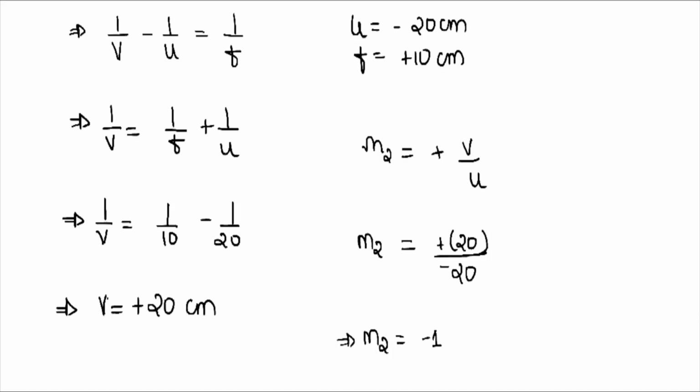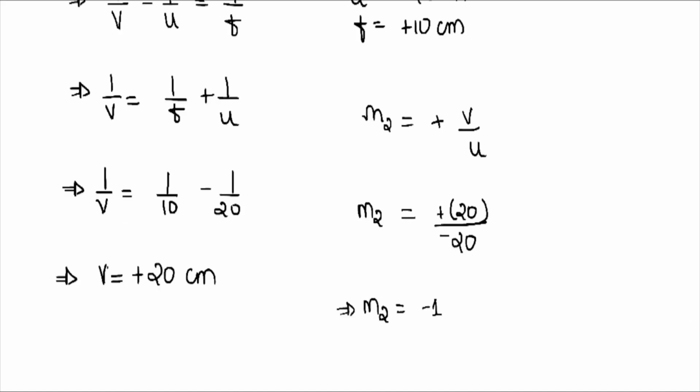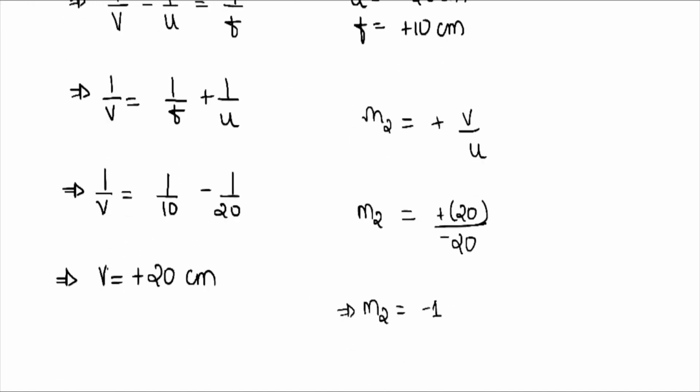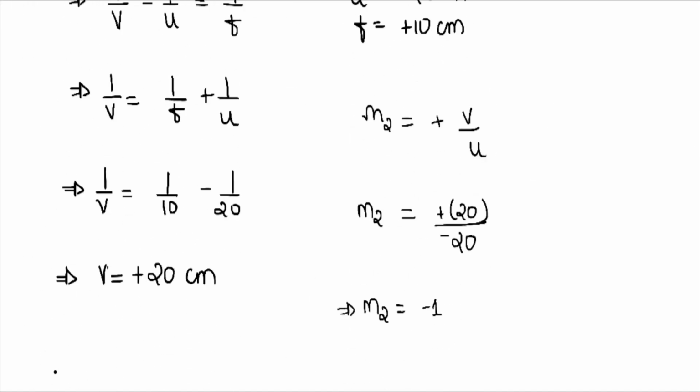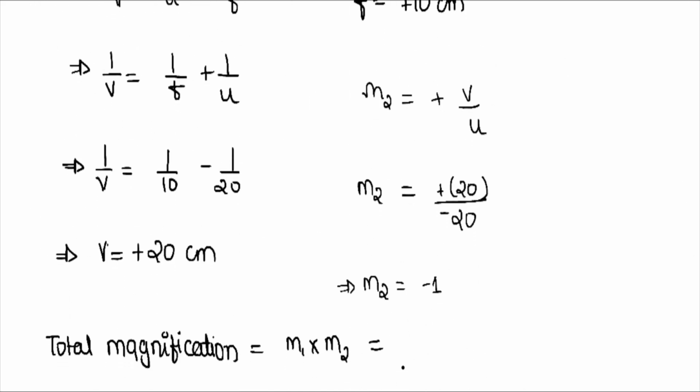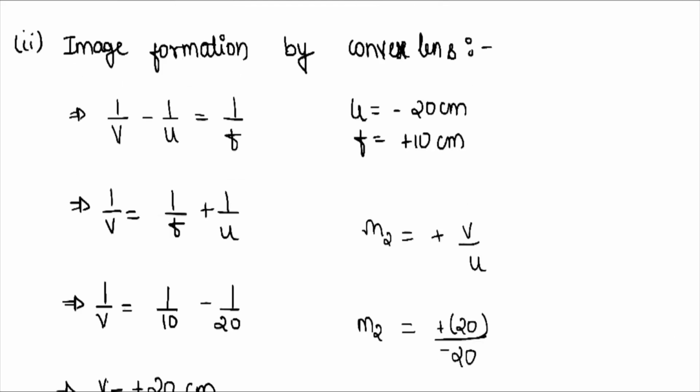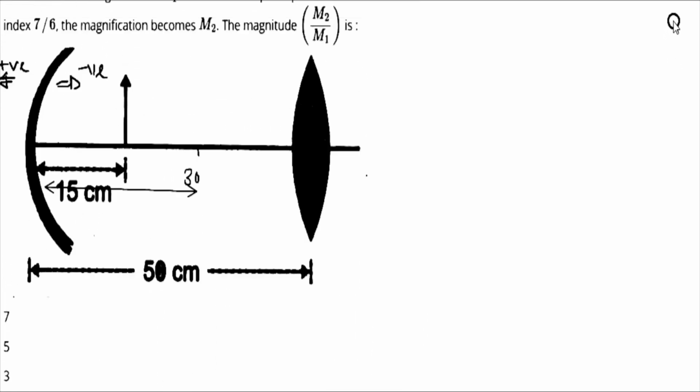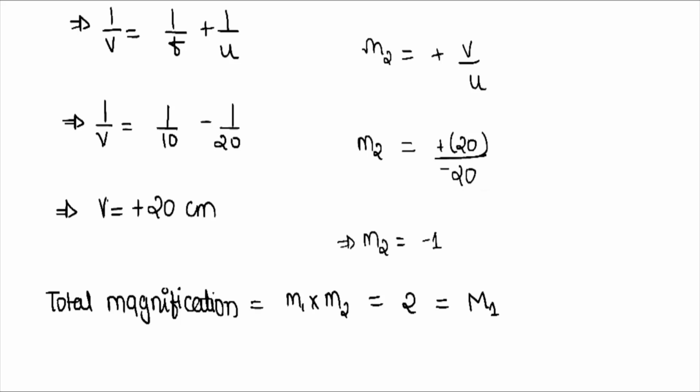If we find the combined magnification of the whole system, or both lenses, we can say the total magnification will be equal to m1 into m2, which is minus 1 into minus 2, which is 2. So this is 2, and this is the value of our m1, which is given and termed as m1 in the question. So this is our one thing.